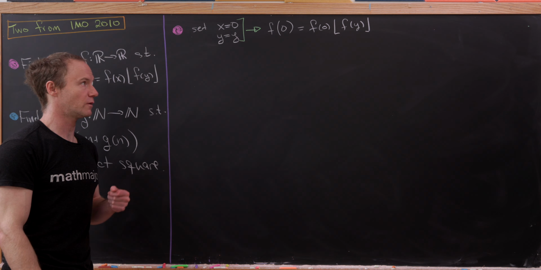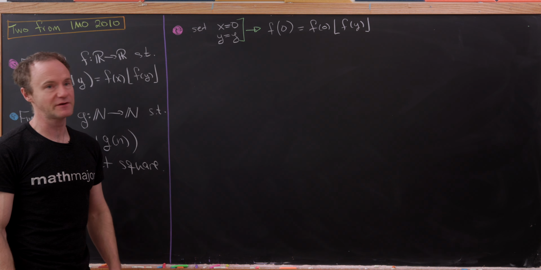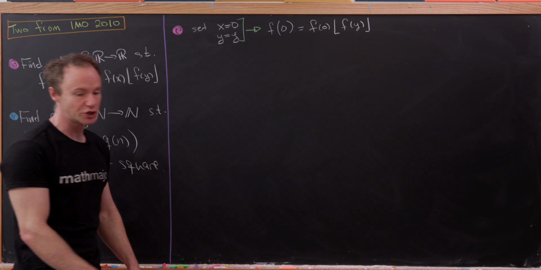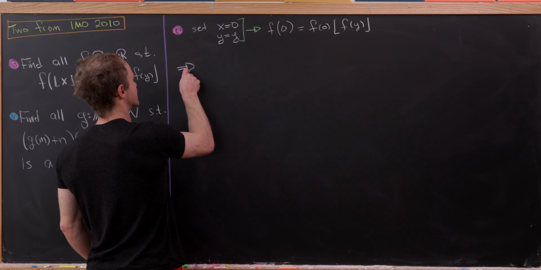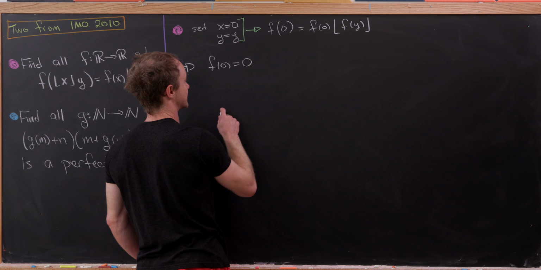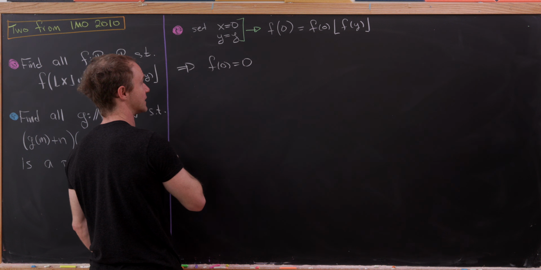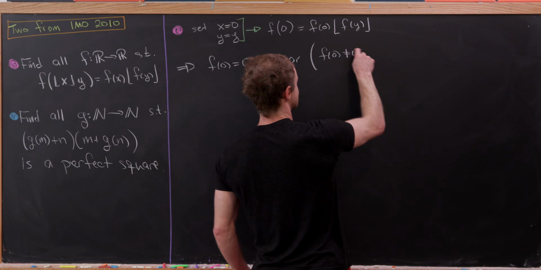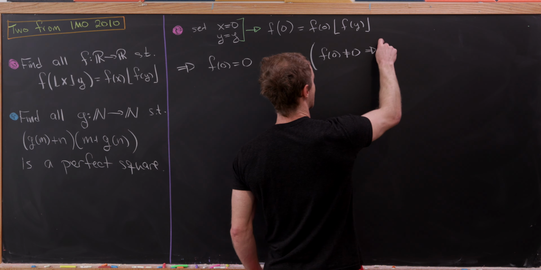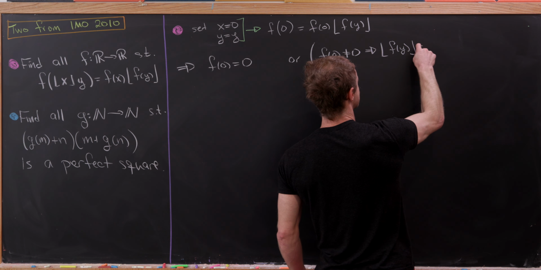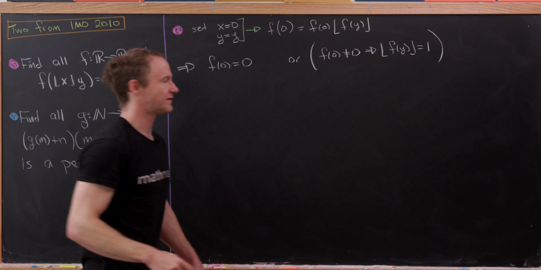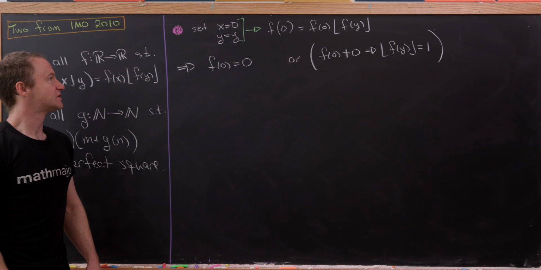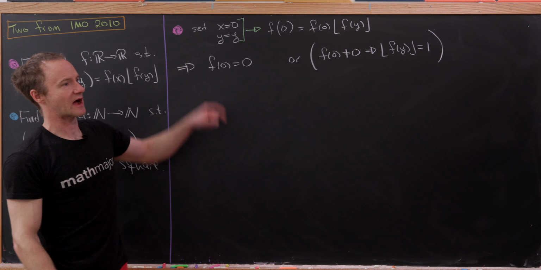But in fact, we can't always solve it for the floor of f of y. That's because if f of 0 is 0, then we destroy all of the information in here. So that gives us two distinct possibilities. Either f of 0 equals 0, and thus we have no information about other values of f just yet. Or f of 0 is not 0, which immediately implies that the floor of f of y is equal to 1. That's by dividing both sides by f of 0, which you can only do if f of 0 is non-zero.